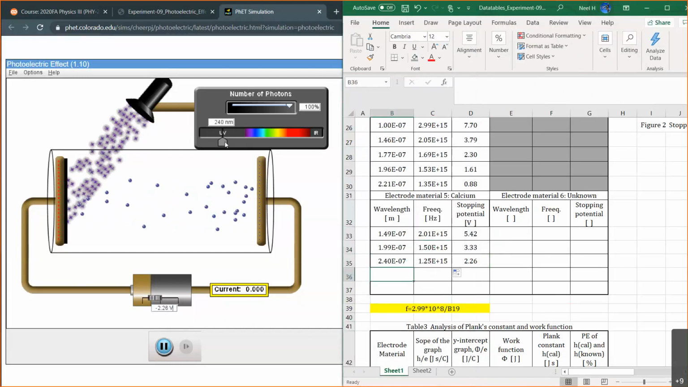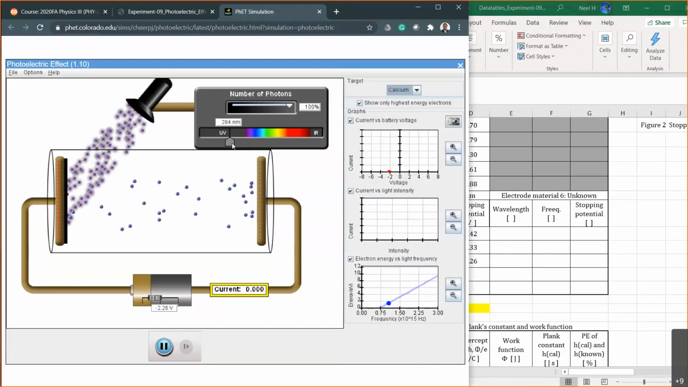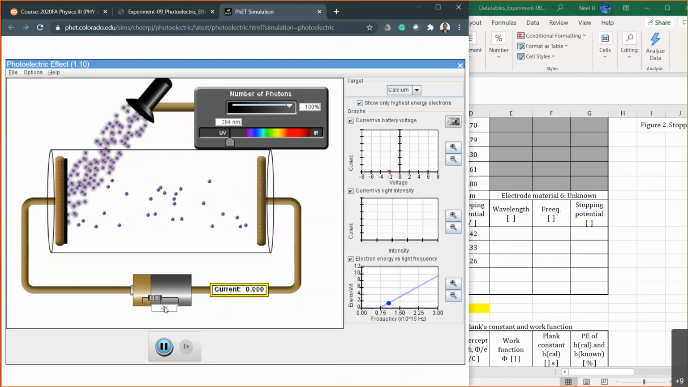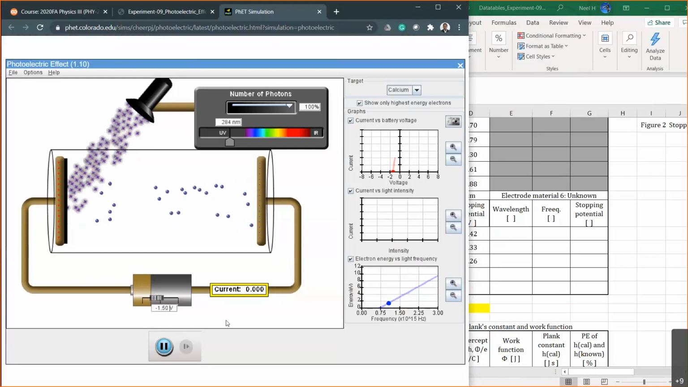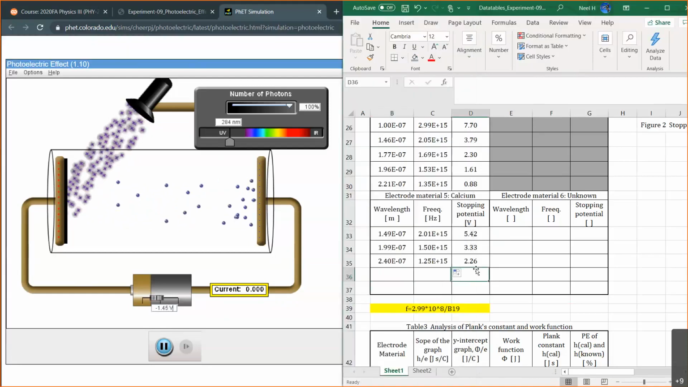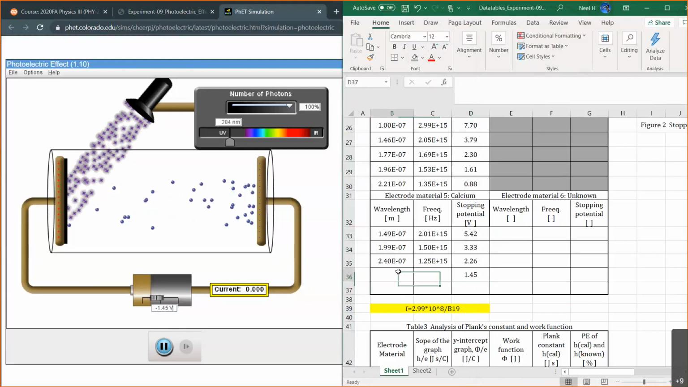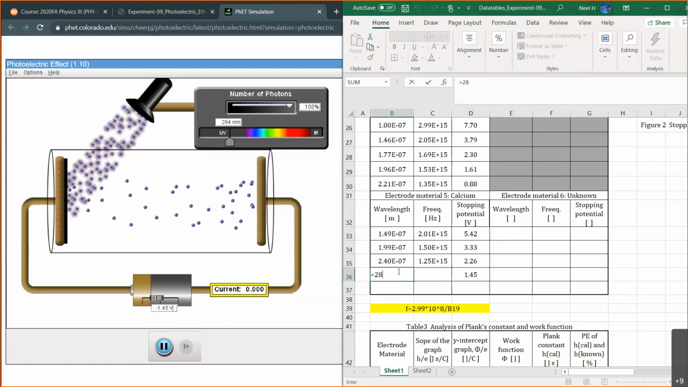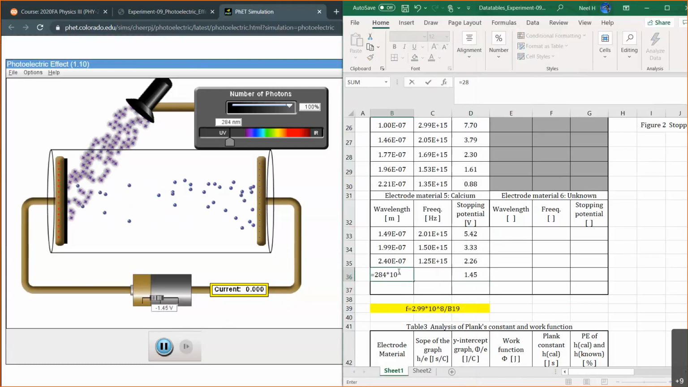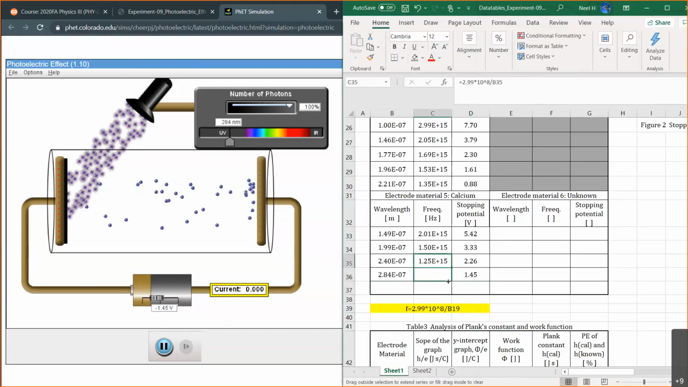And for the next wavelength, let's go around 280. Try this with the negative 1.5 reverse potential. I think that's too high already. 1.3, 1.4, 1.5, already too high, 1.4, 1.45. Wavelength is 284 multiplied by 10 to the power minus 9. Frequency you can click and drag.